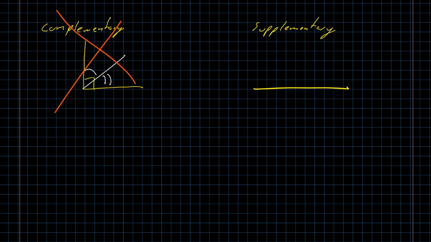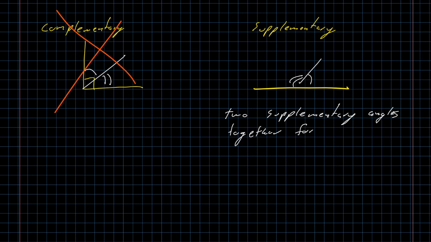2 supplementary angles together form a straight line. Very often in the work we're going to be doing, we're going to be able to look at a situation and talk about 2 angles being supplementary. So if we know something about one, we immediately know something about the other.